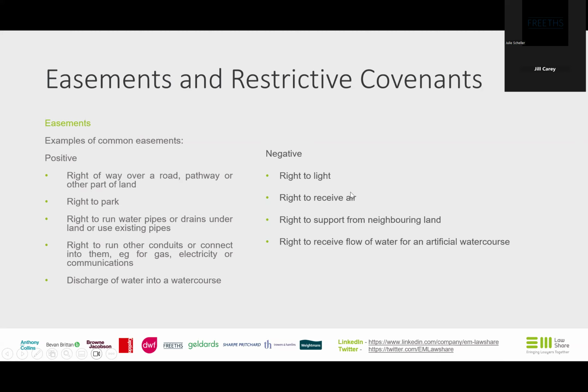But there are also the right to receive air, the right to support from neighbouring land, which again can be important either in the context of development or if something happens, say bad weather that damages a property and then the adjacent property is damaged. So that can be a big deal as well in the context of property litigation, or something like the right to receive a flow of water for a man-made watercourse.